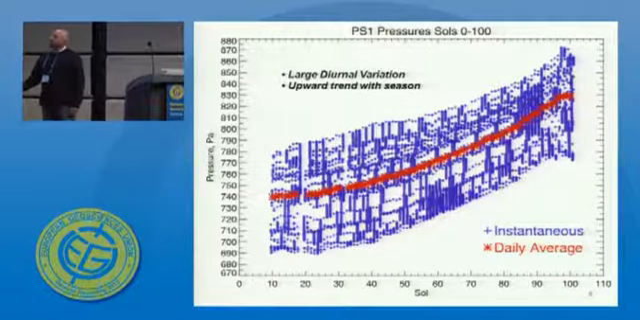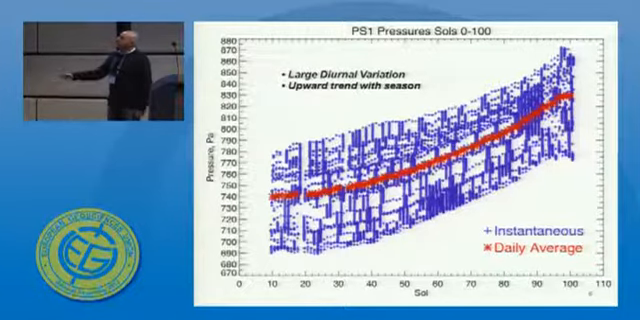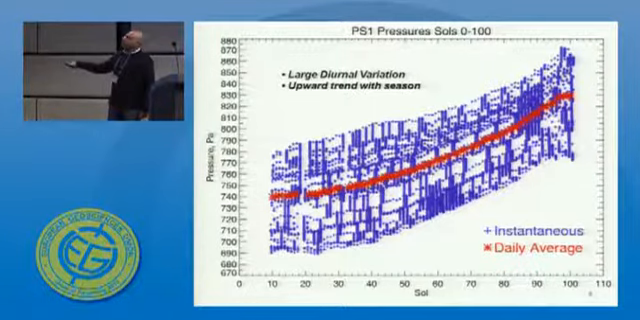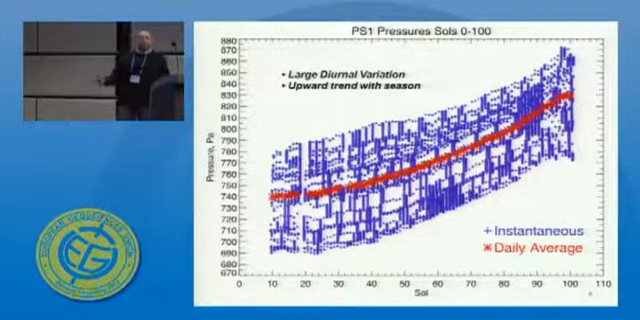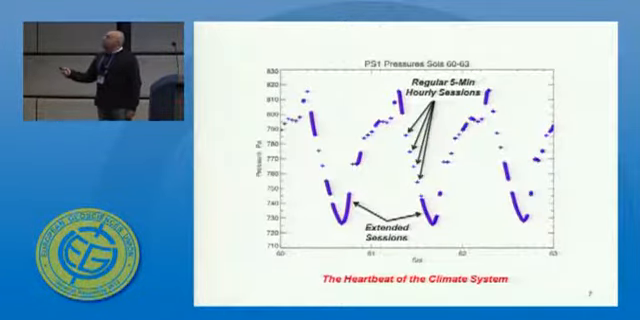This is a figure showing all the pressure data from Sol 9 until Sol 100. You see that there is an uptrend on the pressure, the blue instantaneous measurements, and the daily averages in red. You see that there's a clear increase on the pressure since the beginning of the season, as we expected, due to the season that we are in and the sublimation of the polar caps.